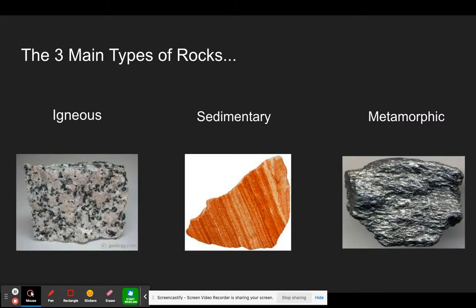So there are three main types of rocks, and you're probably pretty familiar with this. I think you start studying these in like first grade. But we're going to go a little bit deeper. So there are igneous rocks, there are sedimentary rocks, and there are metamorphic rocks. And these are three examples right here.